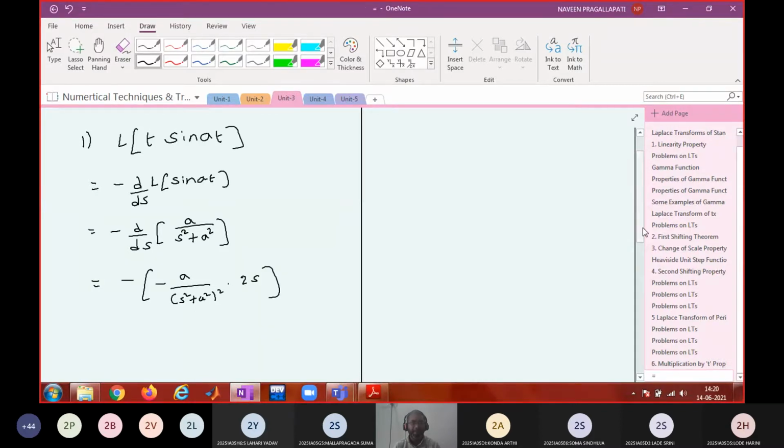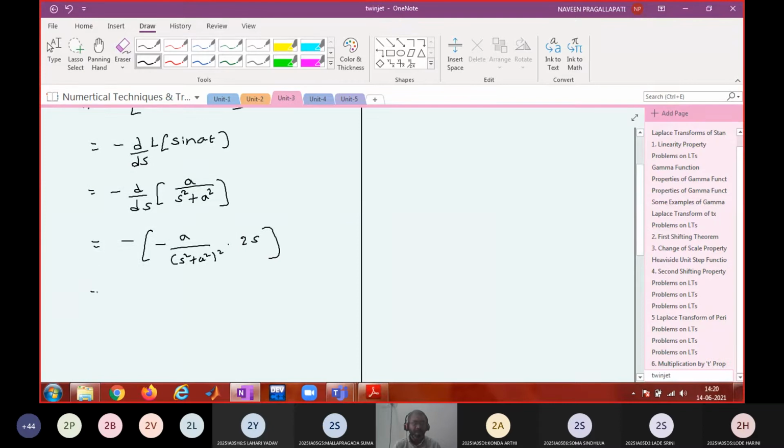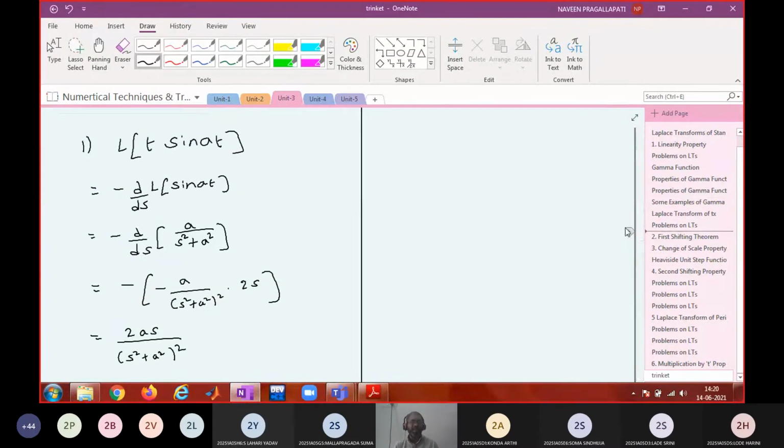So what is the answer? So this is 2as by s square plus a square whole square. So add this to your formulas list. Laplace of t sin at is equal to 2as by s square plus a square whole square. You need to remember this as a formula, Laplace of t sin at.